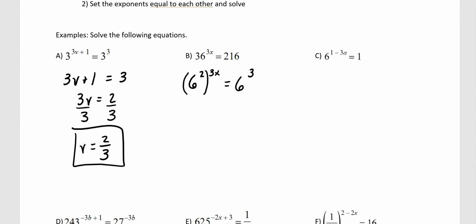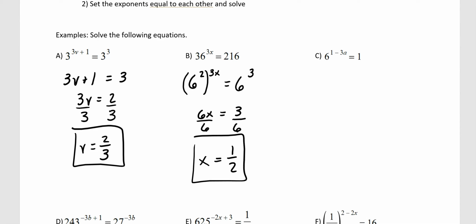Think about what we do for our power of a power. We'd multiply, so we'd say 6x equals 3. Those are our two exponents now. Divide by 6, and we'd find x to equal 1/2. Excellent. Okay. Looking at C, this is a good one.